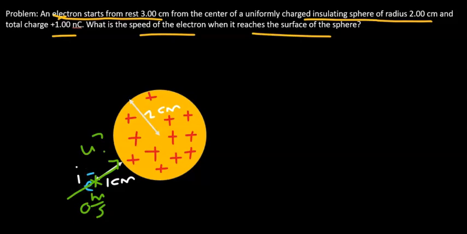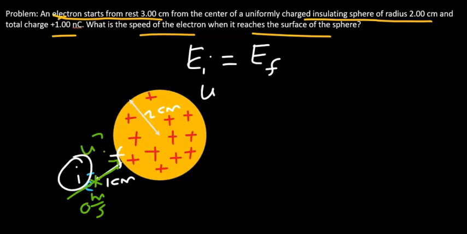Let's call the starting point the initial point and the surface of the sphere the final point. From conservation of mechanical energy, the mechanical energy initially must be the same as the mechanical energy at the final state. The initial mechanical energy consists of two terms, the electric potential energy and the kinetic energy. At the final state, there is the final electric potential energy and the kinetic energy. We know the electron starts from rest, so the initial kinetic energy is 0.